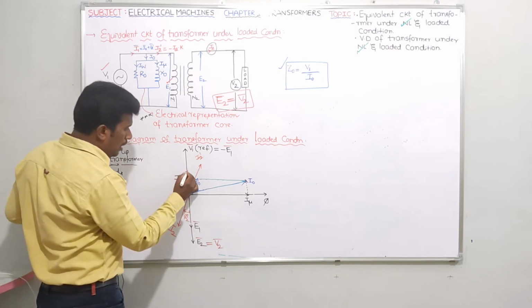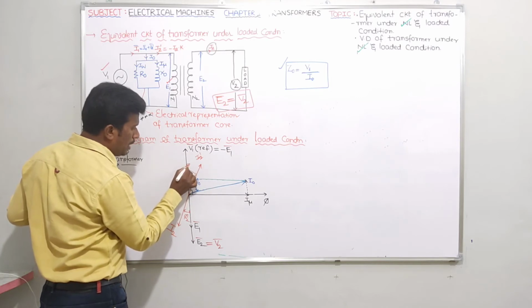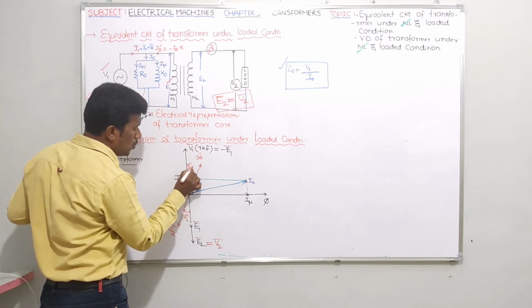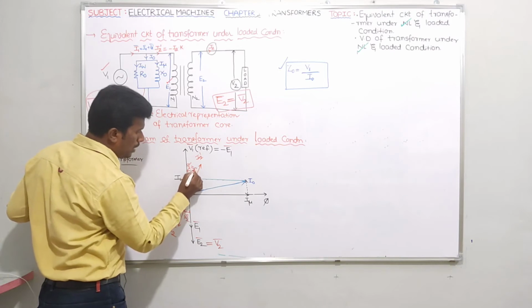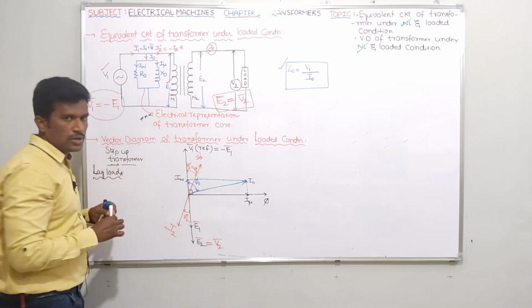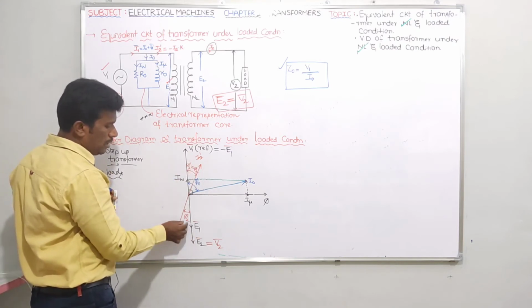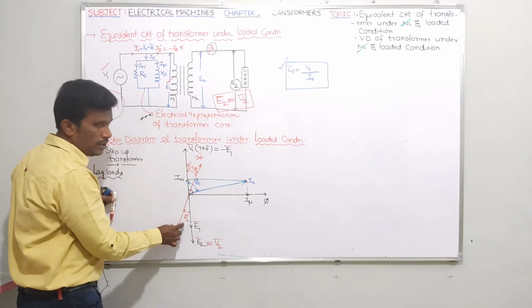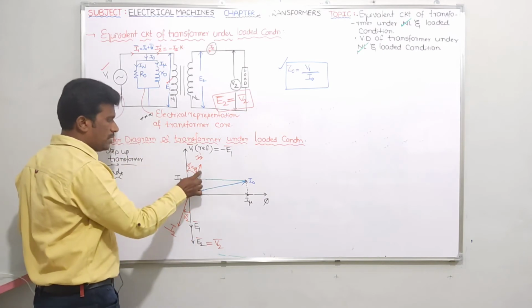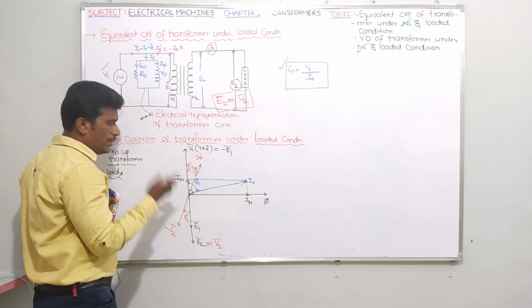Okay, now the angle between V1 and I2 dash is about what? Pi 2 dash, which is equal to what? Pi 2. Is it clear? See, this angle and this angle are the same, no? So I2 lags V2 by an angle of pi 2. If I refer I2 towards this side, it becomes I2 dash. The angle between V1 and I2 dash is pi 2 dash, which is equal to pi 2.